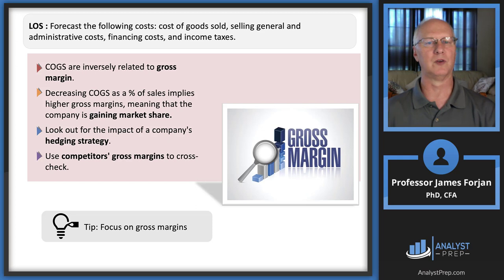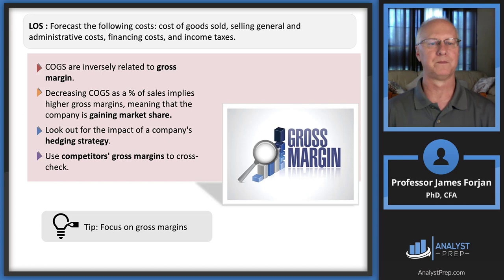Look at that second arrow point. Decreasing cost of goods sold as a percent of sales implies higher gross margins, right? That makes sense. Meaning that the company is gaining market share. And that doesn't automatically mean, but it probably means that there are some economies of scale at work.